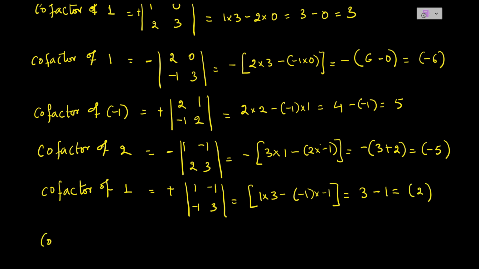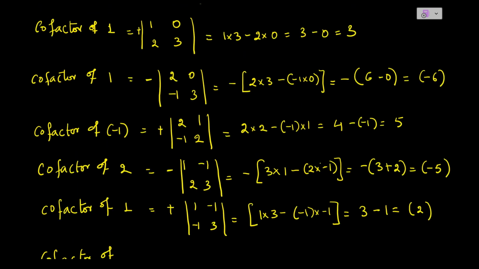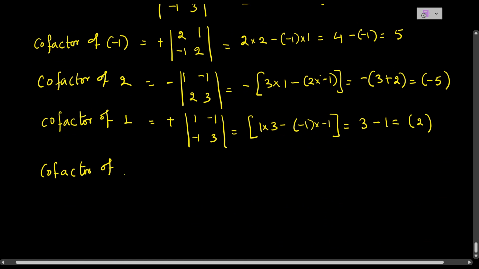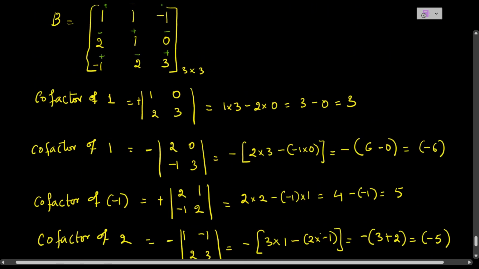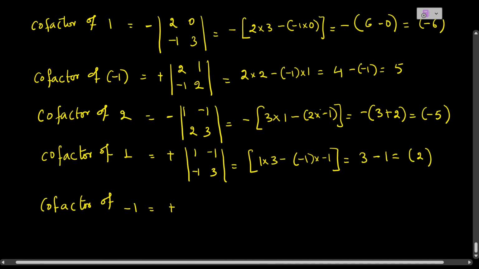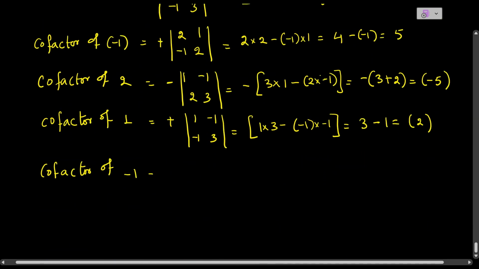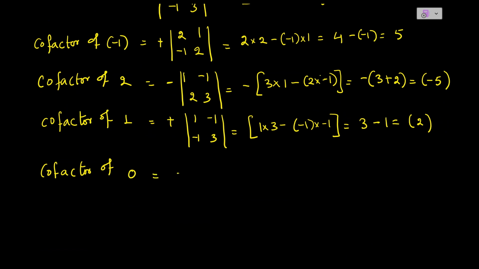Okay, so the cofactor of, what is the next element, students? Okay, very easy now. Minus 1, sorry, 0. The next element is 0, students. Okay, 0, its sign is negative. What is the remaining matrix? Avoiding the row and column of 0.